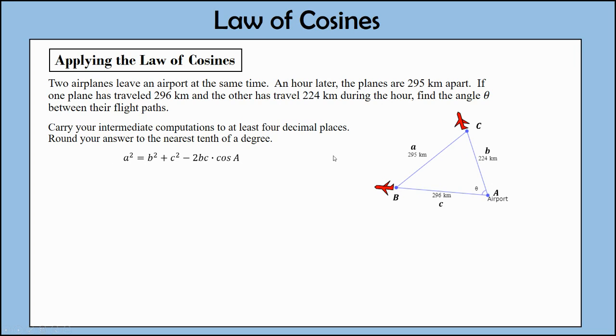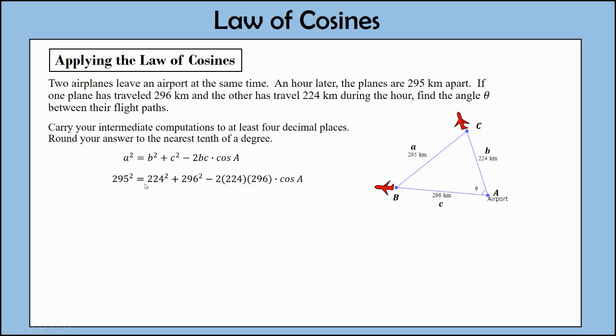All right. So what we're going to do is plug in the values that we have. So we know that this lowercase a is 295. We're going to square that. The b is 224. The c is 296. So I'm putting those in the places of the b and the c here. And then notice it's 2 times bc. So that's 2 times 224 times 296 times the cosine of A. So this really is just substitution. That's all we've done is plug everything in. At this point, all we're doing is solving this equation.